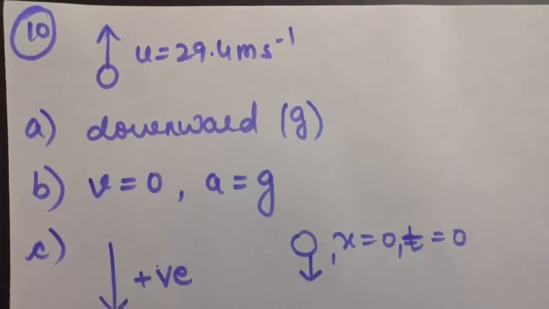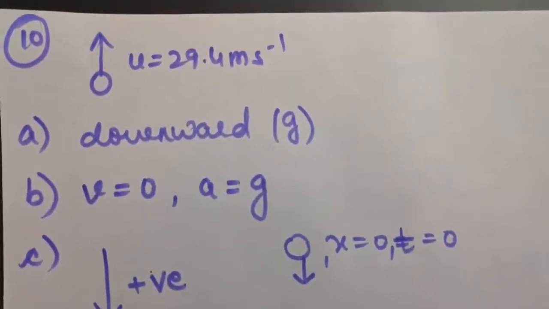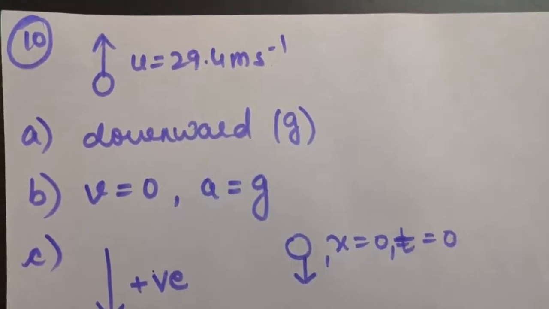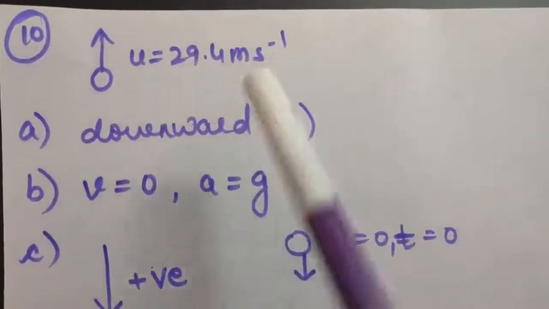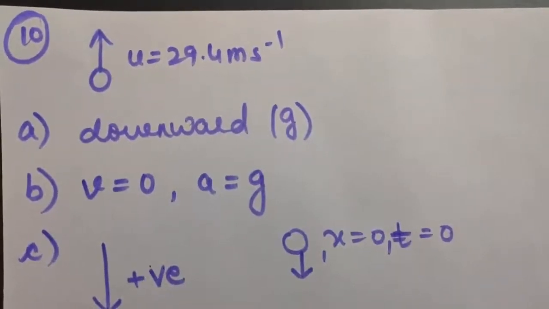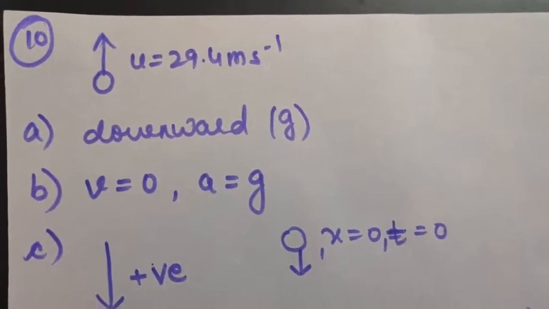The next is question number 10 and it says a player throws a ball upwards with an initial velocity of 29.4 meter per second. So a ball is thrown upward with this much velocity. A part of the question says what is the direction of the acceleration during the upward motion of the ball.